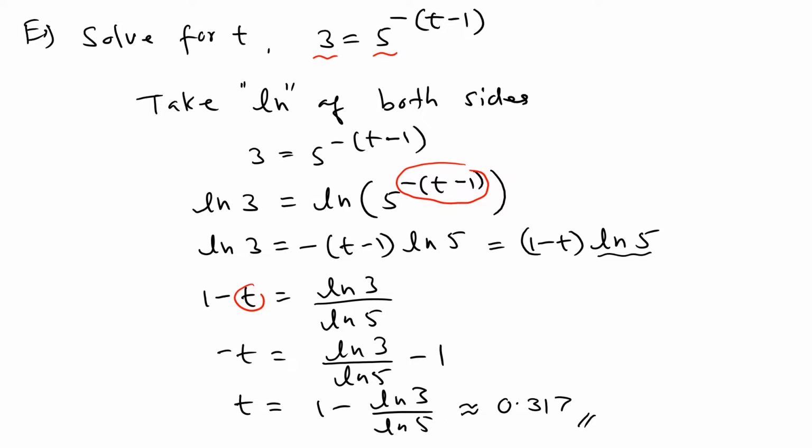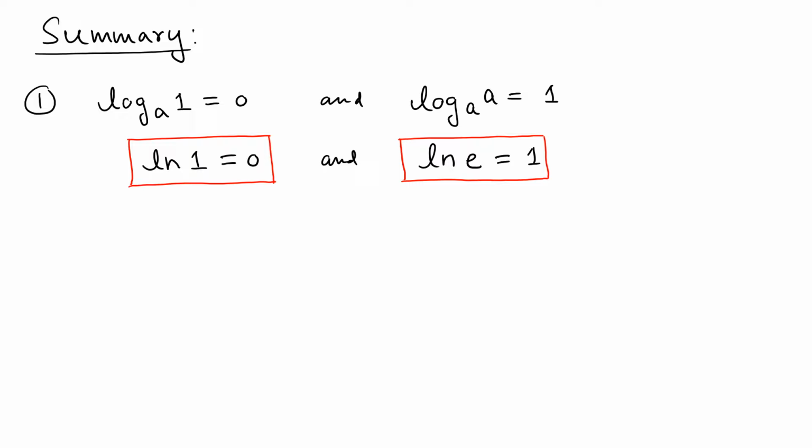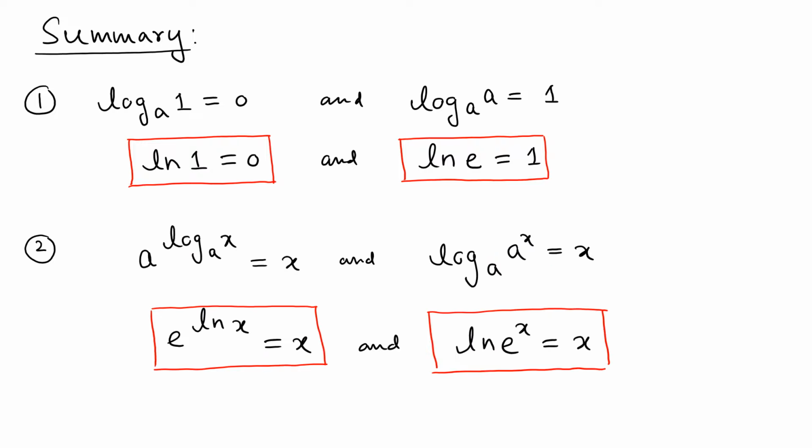Okay, so let's have a summary of what we did so far. As the first result, we have log_a 1 equals 0 and log_a a equals 1. And as a special case, we have ln 1 equals 0 and ln e equals 1. And then the second one, as property number 2, a^(log_a x) equals x and log_a(a^x) equals x.